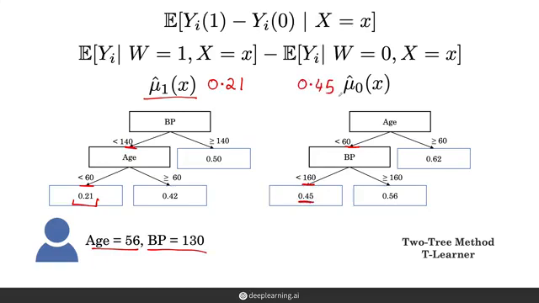0.45. Now we can subtract the two to give us the conditional average treatment effect for this patient, given their features. This is going to be 0.21 minus 0.45, which is negative 0.24. The method of using these two models, mu-hat1 and mu-hat0, and taking the difference between these two estimates to estimate the conditional average treatment effect is called the two-tree method or the T-learner.